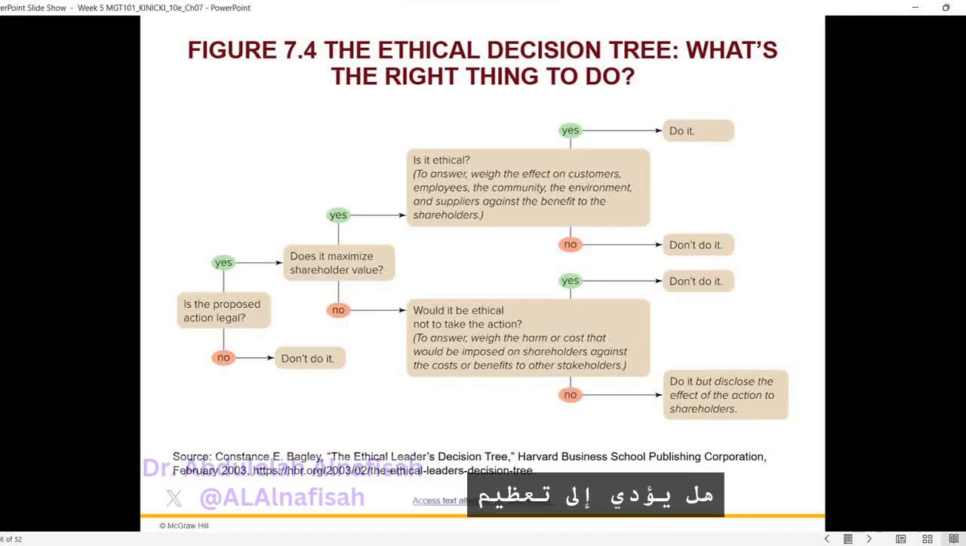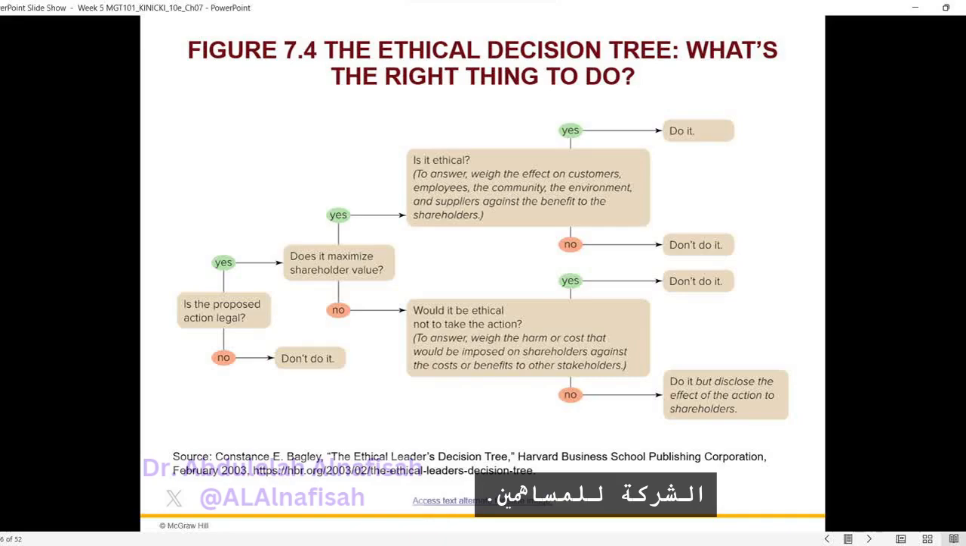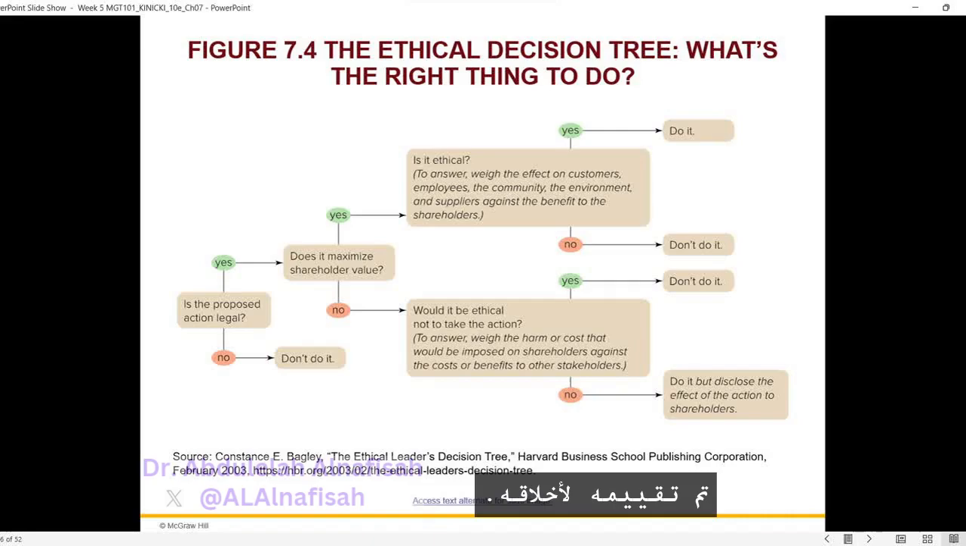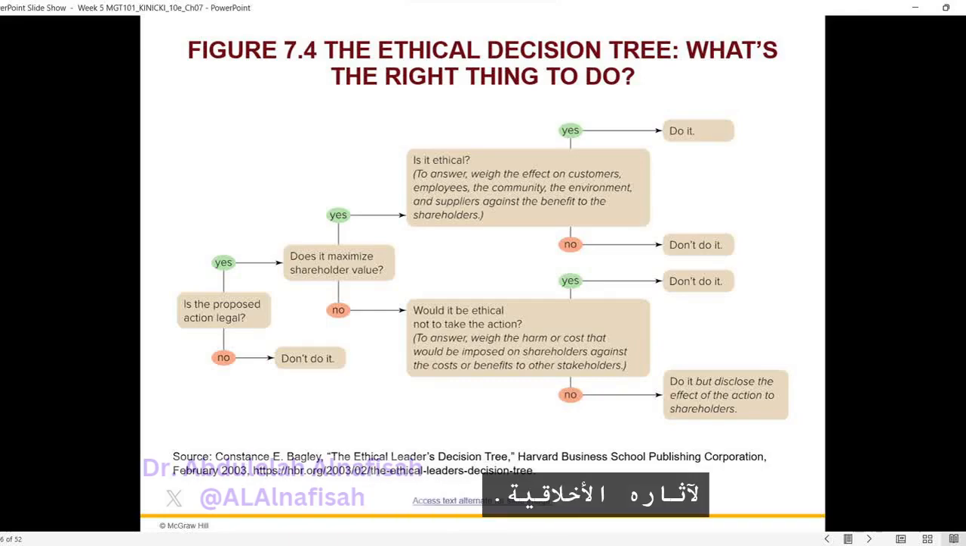Does it maximize shareholder value? The second question is to check if the action increases the profit or value of the company for the shareholders. If yes, the action should be further evaluated for its ethics. If no, the action should be reconsidered for its ethical implications.